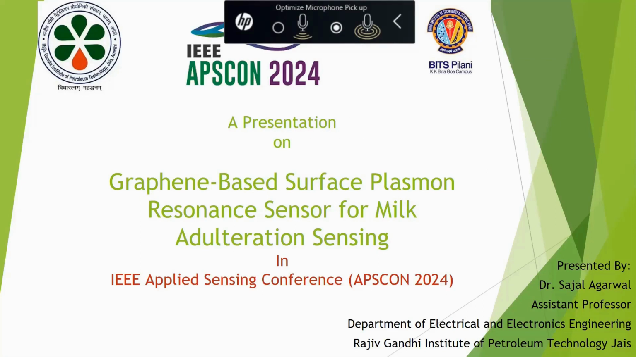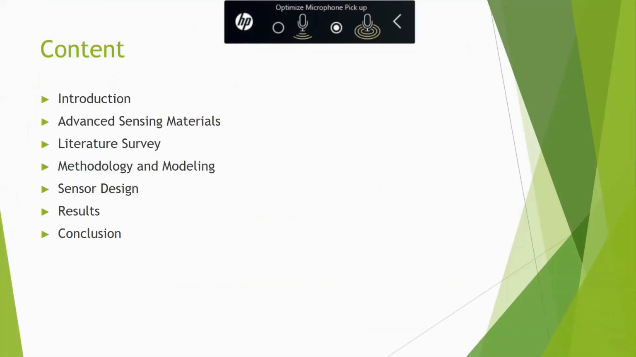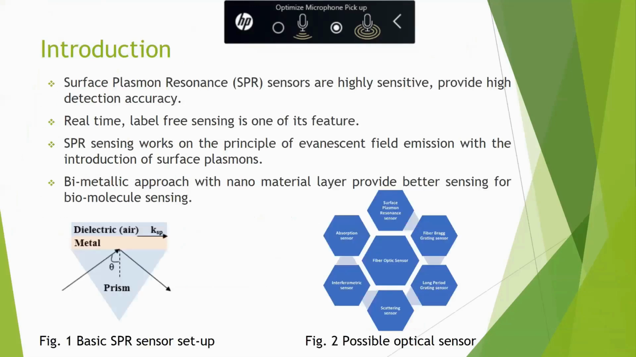The work is done by a BTech student. His name is Rahul, and I'm going to present his work. The work is Graphene-Based Surface Plasmon Resonance Sensor for Milk Adulteration, and I'm Sajal. So the presentation will go like this. First of all, I would like to point this: what is the SPR sensing?